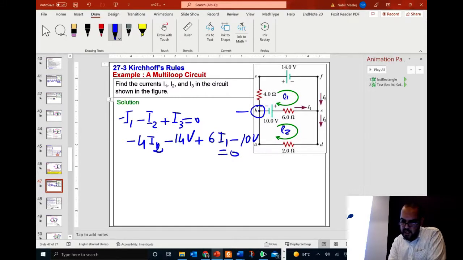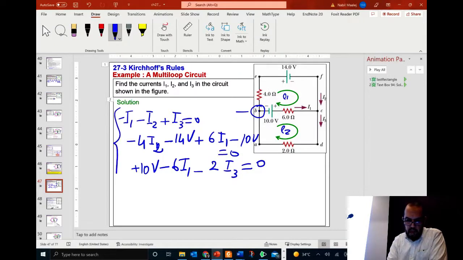For the second loop, let's also start at point B. We're going through the battery at the negative terminal, so it's plus 10 volts. Then we go through the 6 ohm resistance in the same direction as the current, so minus 6 times I1. Then we go through resistor R2 in the same direction as the current, minus R2 times I3, where R2 is 2 ohms, and we went back to the same point, 0. So we have 3 equations with 3 unknowns, and I can solve for the currents.